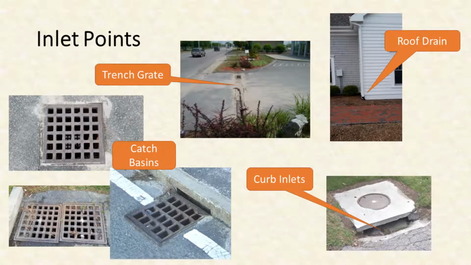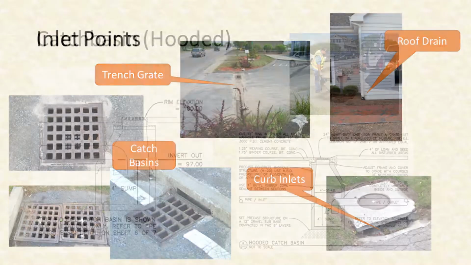A catch basin is one of many input points into a storm drain system. Other input points include directly connected roof drains, curb inlets, and trench grates. The majority of inlet points are the standard roadside or parking lot catch basins. What we see above ground is a steel grate, which allows water to enter and keeps most large debris out of the below ground structure.